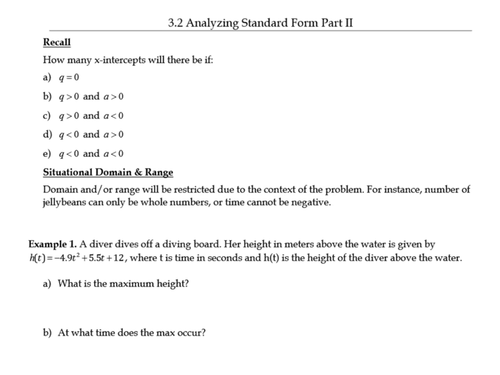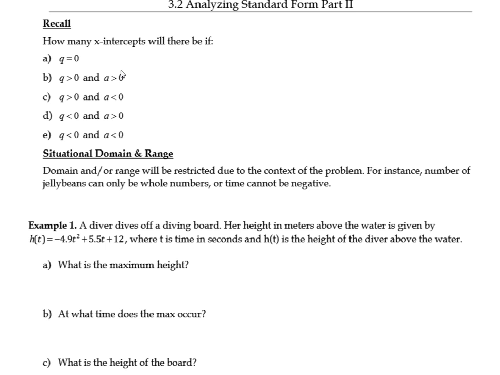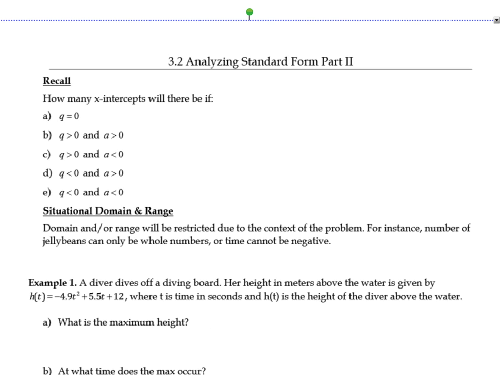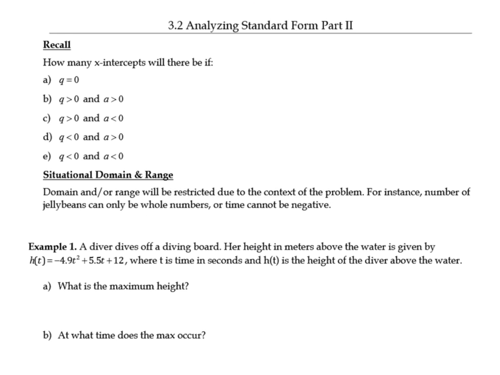If your Q value is 0, how many x-intercepts would you have? 1. Okay, it means that your vertex is x comma 0. So some x value, it's on the x-axis somewhere. So if your vertex is on the x-axis, it's either going to open up or down, it doesn't matter. It's going to have 1 x-intercept.